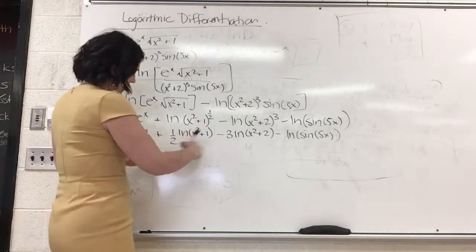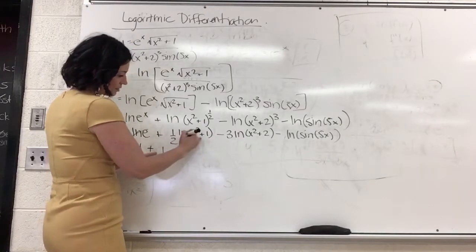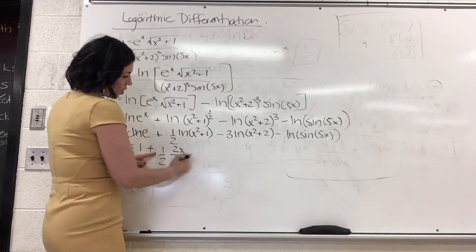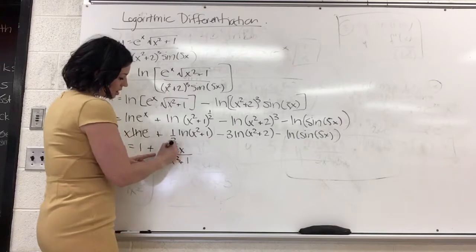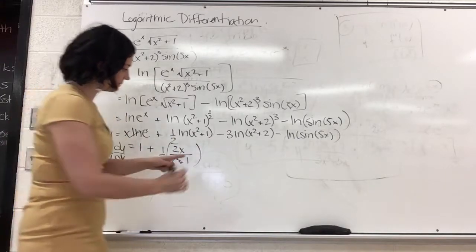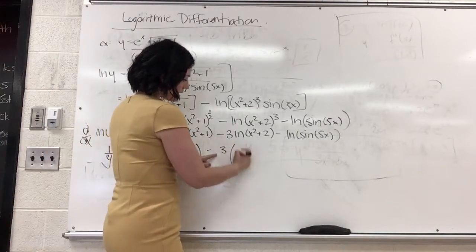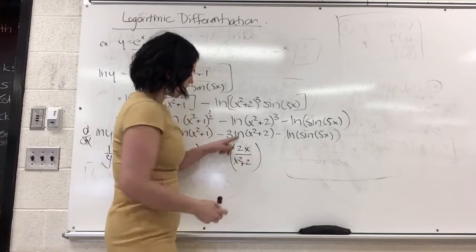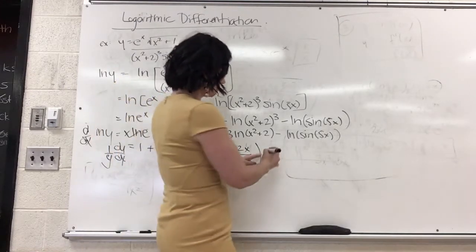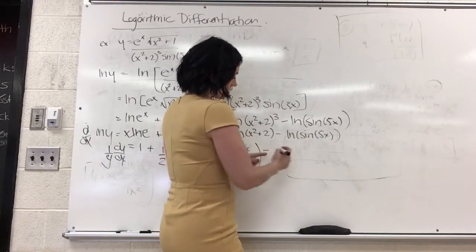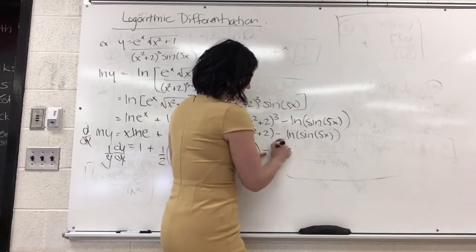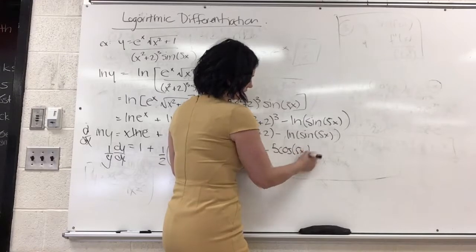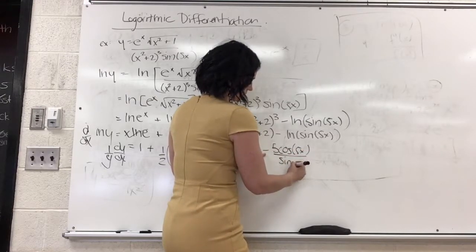Plus, here I have the derivative of the natural log, so the derivative is 2x over x squared plus 1, and it's all multiplied by a half, that was the coefficient, minus 3 times 2x all over x squared plus 2. I'm just using how I find the derivative of a natural log there, minus the derivative of sine 5x, which is 5 cos 5x over the original.